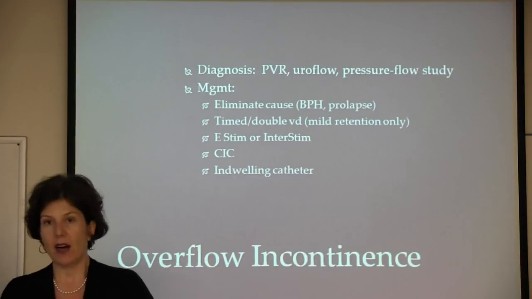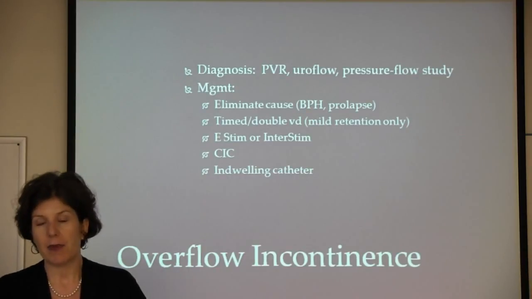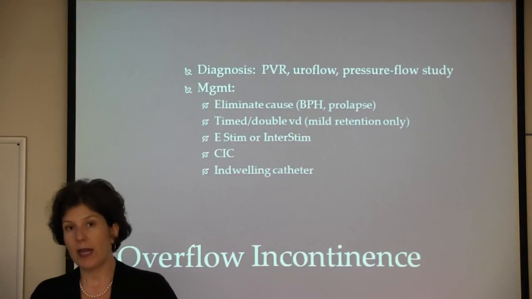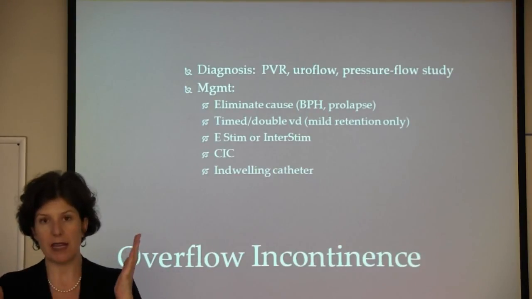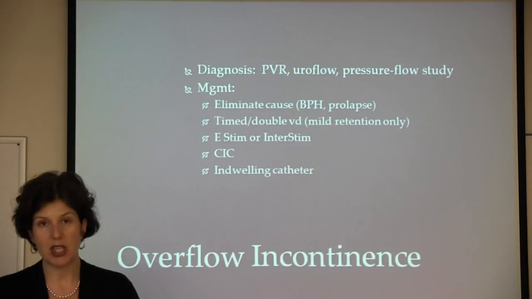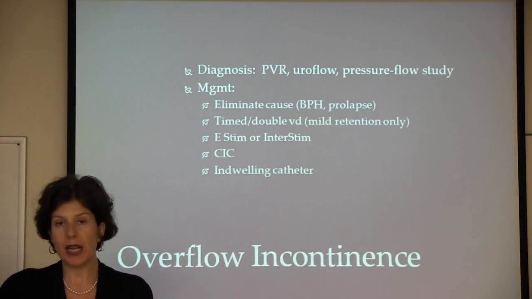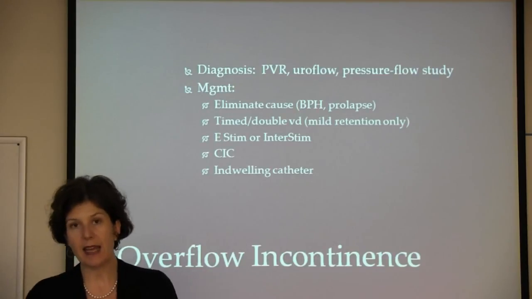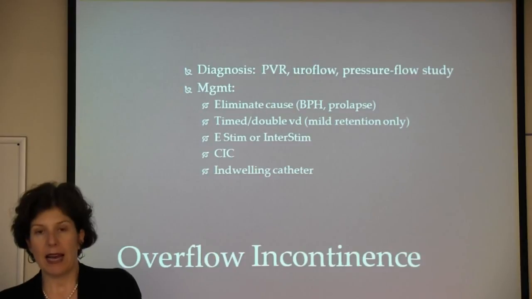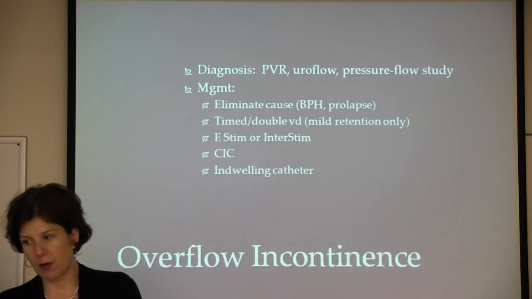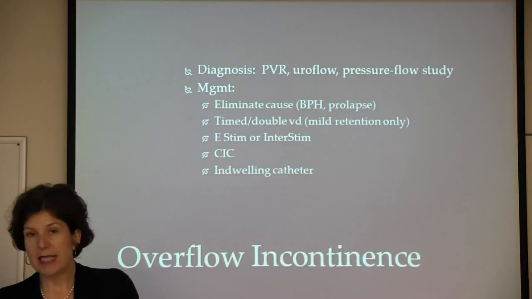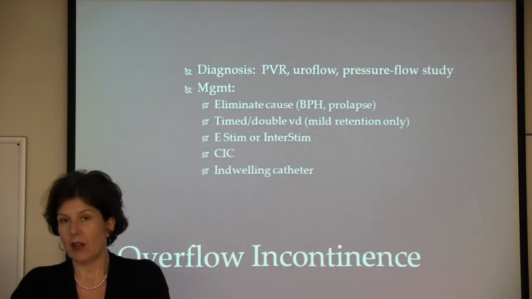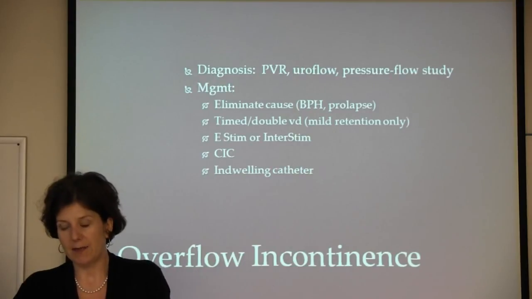Sometimes just eliminating the cause, like BPH, opening up the prostate, can actually increase the ability for the urine to escape the bladder because the channel's open. Physically putting the bladder back in place for pelvic organ prolapse can decrease the kink in the urethra and allow the bladder to work coordinated. Timed voiding and double voiding can also be used, but this is for mild retention, and the upper urinary tracts are not in danger.